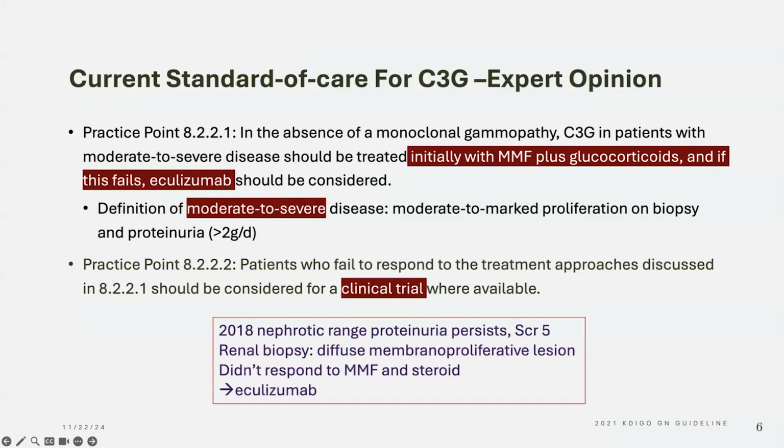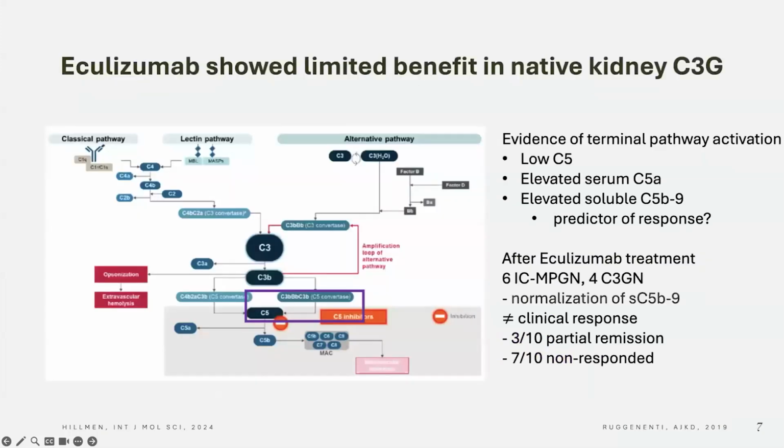Our patient met the criteria of moderate to severe disease, and he failed mycophenolate and steroid treatment. So we used eculizumab. Eculizumab is a C5 inhibitor, the first complement inhibitor used in GN, very effective in PNH and atypical HUS. However, not in C3G. It inhibits the binding of C5 to alternative pathway C5 convertase. It focuses on terminal pathway inhibition.